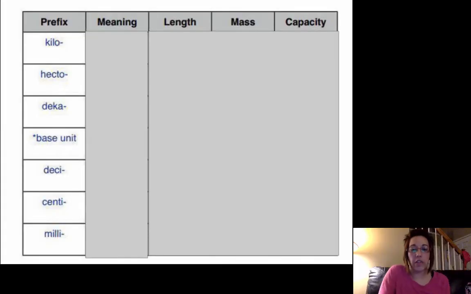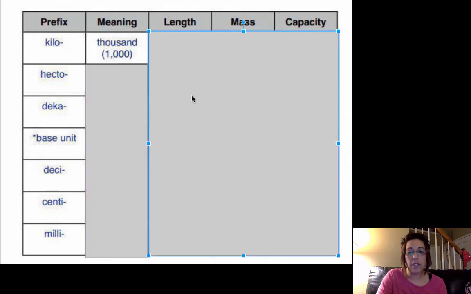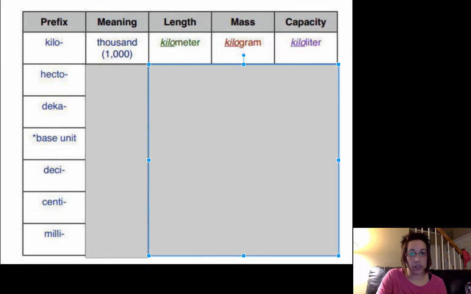Okay, go ahead and fill in your headings up at the top of your table and go ahead and fill in this first column with the prefixes. When we are converting metric units, these prefixes are essential for you to know what they mean. So let's look at the first one. Our first one is kilo. Kilo means 1,000. So our units for length, we have kilometers.